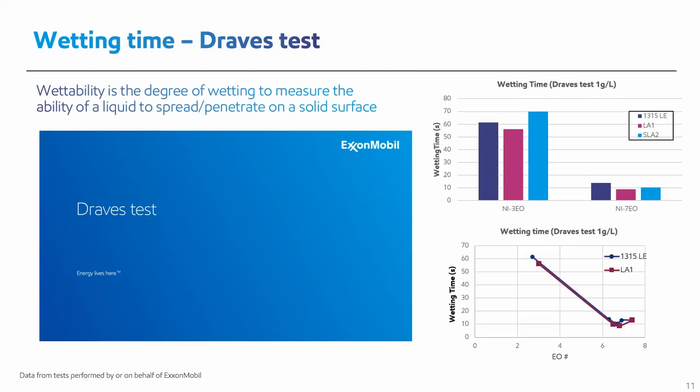Let us now discuss the performance of these surfactants. The wetting power is a very important feature for a surfactant. The wettability is typically assessed by the Draves test. Let me show you this short video describing how this test works in practice.